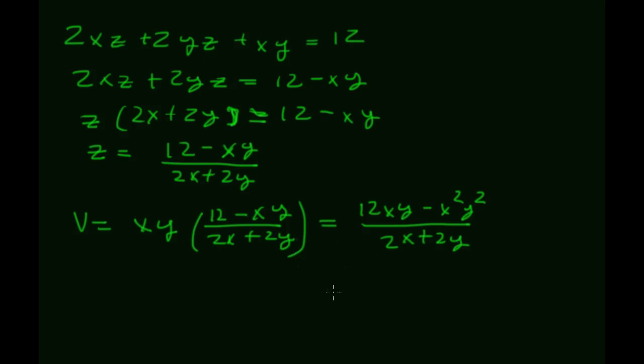Okay, so what I want to do is I want to figure out where I get the gradient to be 0, right? So we're going to do some work here to try to figure this out. So in order to do that, I have to take the derivative of v with respect to x. So let's do that.